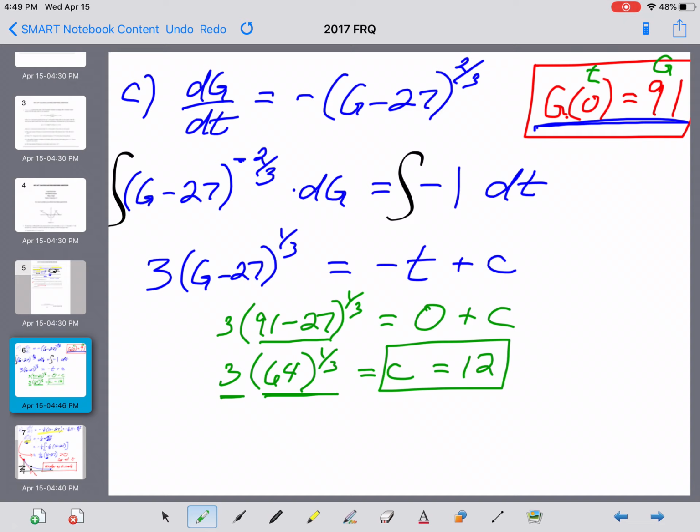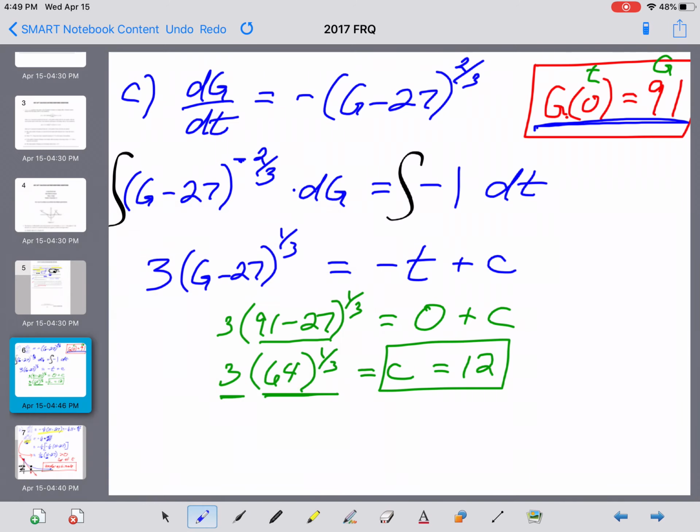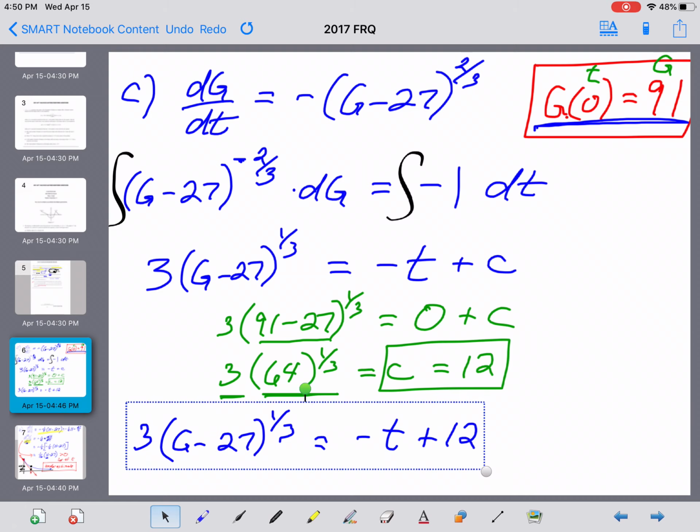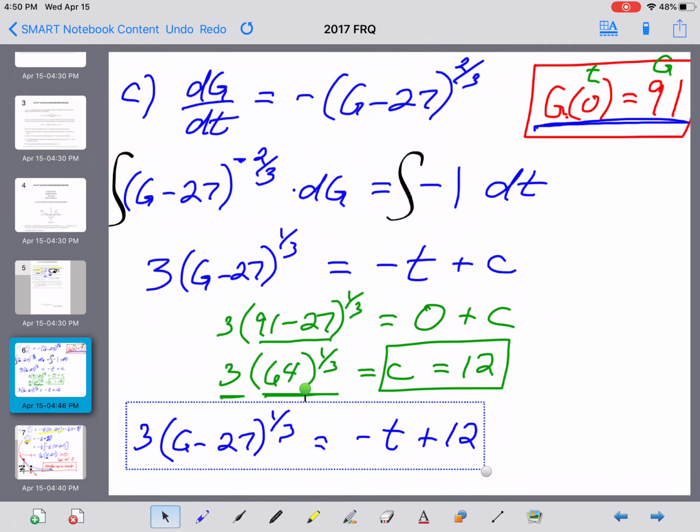Probably shouldn't have boxed that up because we're certainly not done with this problem, but let's keep going and see where we are now. Okay, so subbing that in, we've got 3 times g minus 27 to the 1/3 power. That is going to equal negative t plus 12. And we still have some work to do here, everybody, as we are trying to get g by itself. So I'm going to copy that.